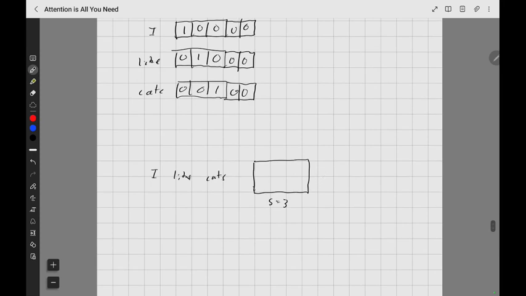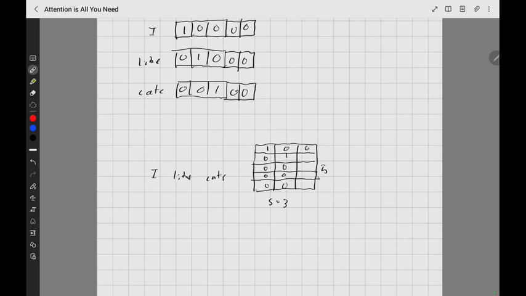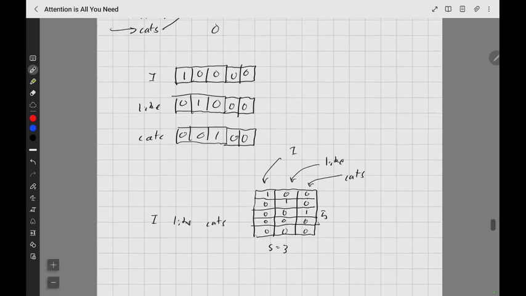All right, that's better. So then this would be a 3 by 5 matrix, or a 5 by 3, however you want to represent it. 0, 1, 0, 0, 0, and 0, 0, 1, 0, 0. So this first vector would represent the word I, this second vector would be like, and this third vector would be cats. So that's how you represent this in matrix form.